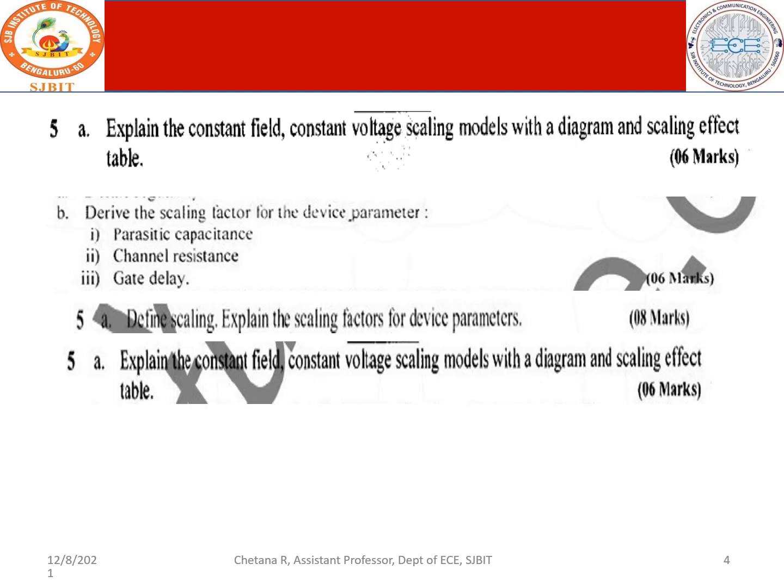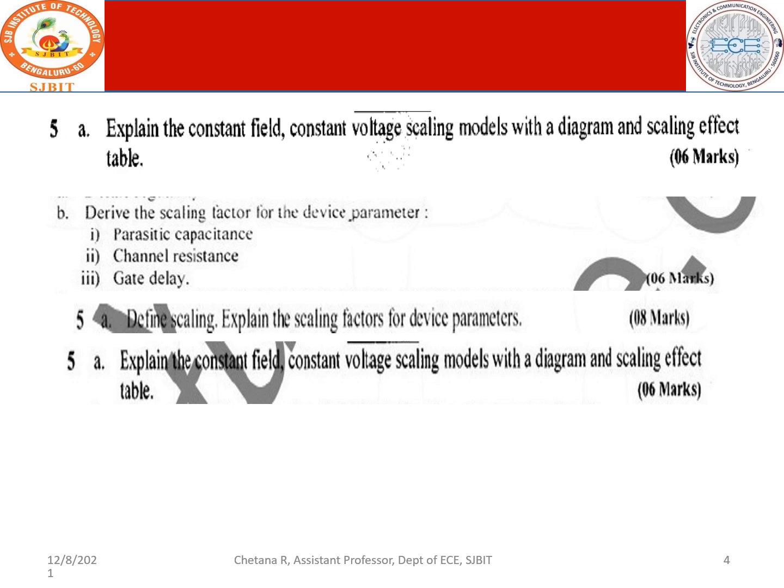So these are the appropriate questions appearing in the VTU question paper. Explain the constant field, constant voltage scaling models with a diagram and scaling effect table. So the diagram and the tables will represent the answer for this question, which can fetch you 6 marks. Derive the scaling parameter for the device parameter, parasitic capacitance, channel resistance and gate delay. Already I have shown you. You can just refer back to your notes.